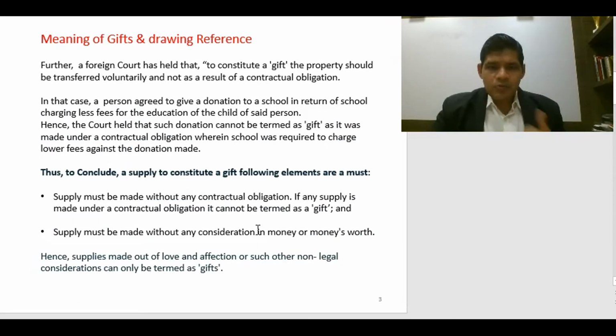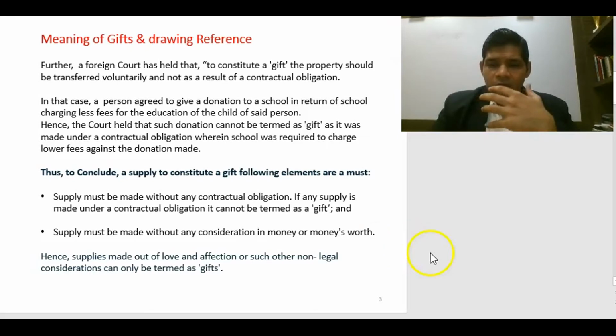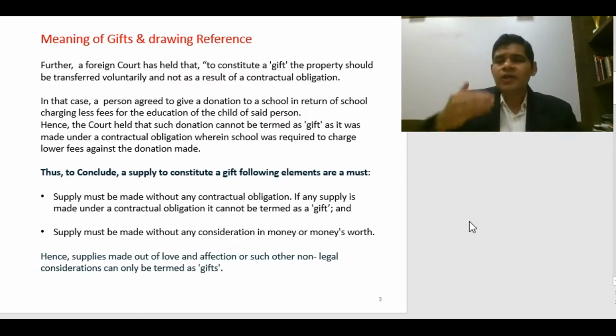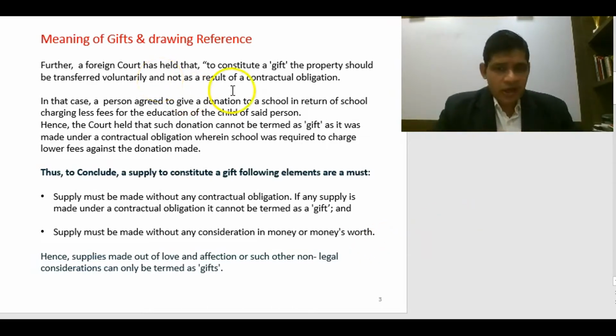Further, let's move ahead. A foreign court has held that to constitute a gift, the property should be transferred voluntarily and not as a result of contractual obligation. So there cannot be any contractual obligation. There should be no contractual obligation to constitute a gift. This is very important: the property should be transferred voluntarily and not as a result of contractual obligation.